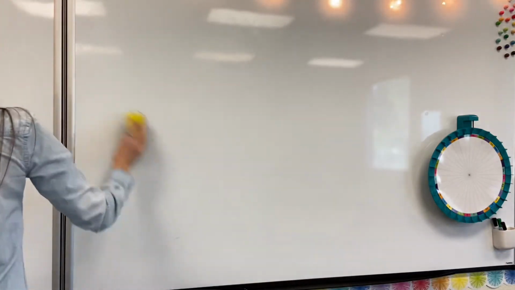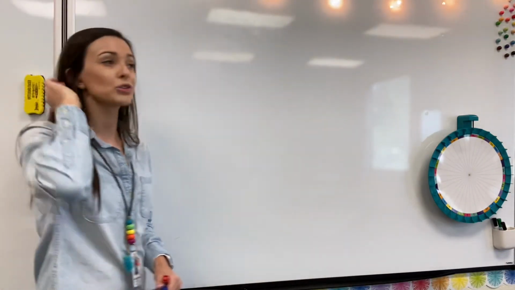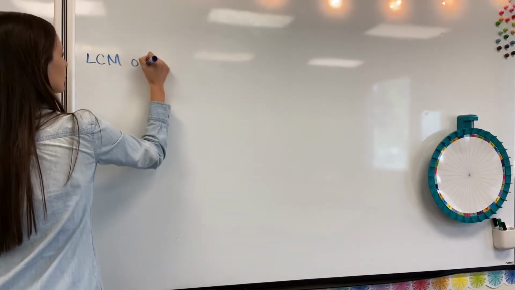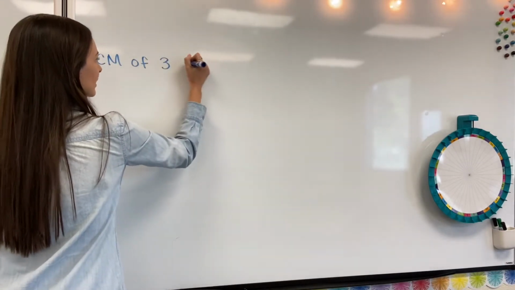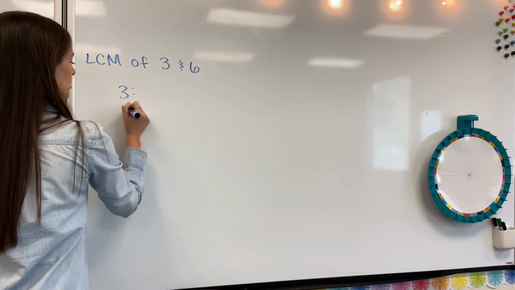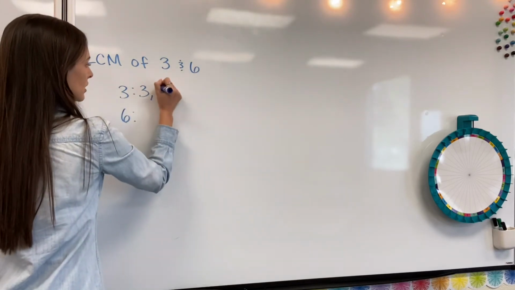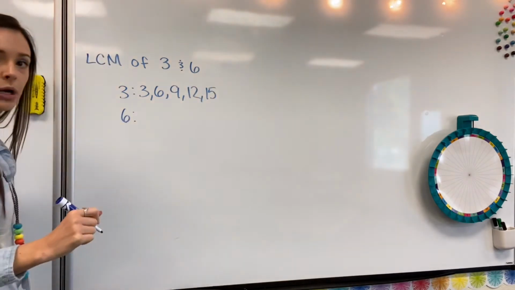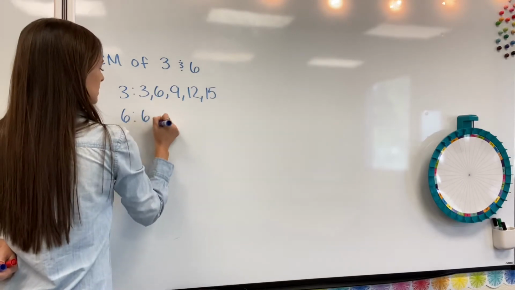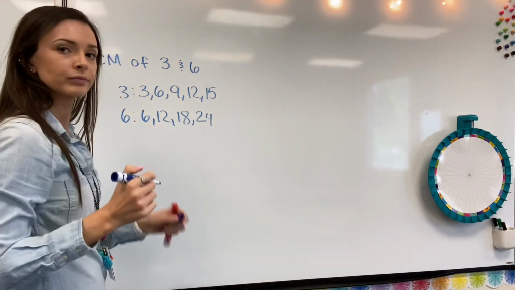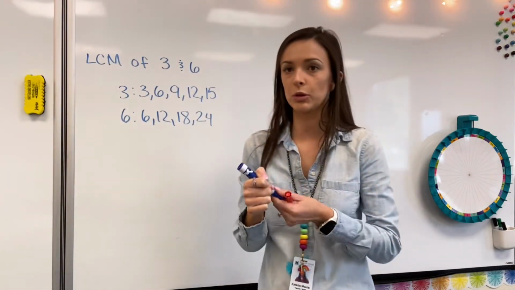Instead of working with double-digit numbers, you might be asked about triple-digit numbers or even single-digit numbers. Let's do the least common multiple of 3 and 6. So if I'm listing out the multiples of 3, I would have 3, 6, 9, 12, 15, and I could keep going. For 6, I would have 6, 12, 18, 24, and keep going. But what are you noticing? What is the least common multiple here?